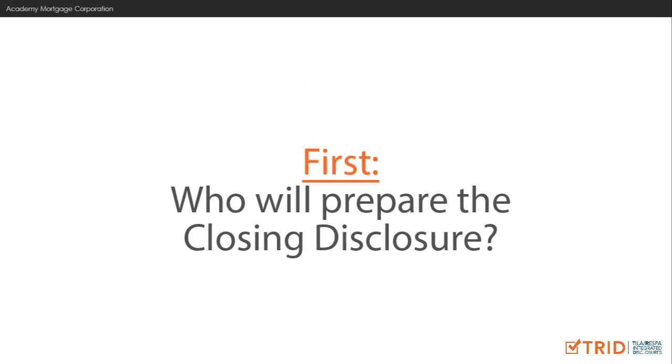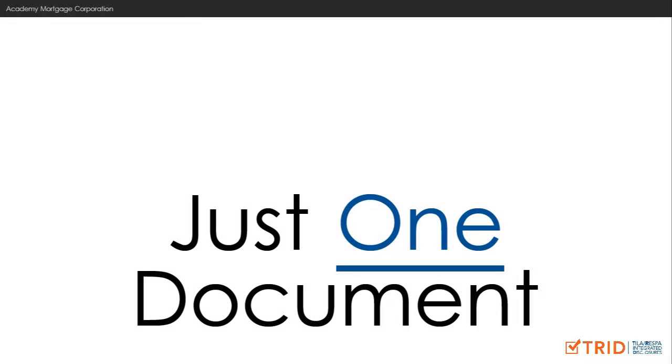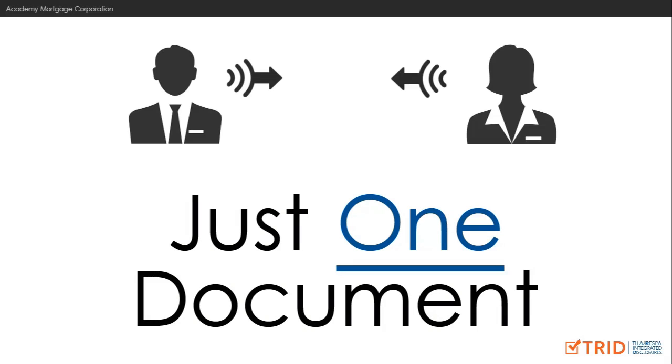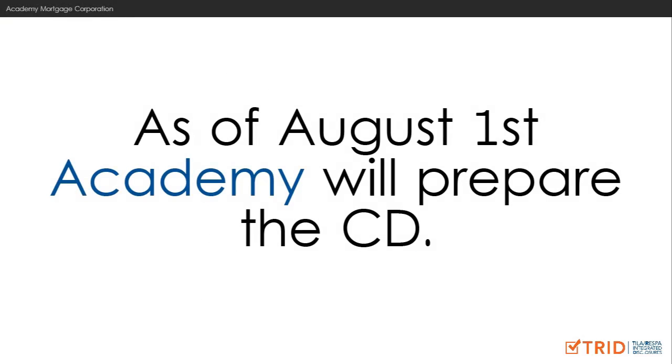There are a few really big changes regarding the closing disclosure, or CD, that you should know. First is who will prepare this document. Right now, the settlement agent prepares the HUD-1, and the lender prepares the TIL. With TRID, we will have just one document that requires input from both lender and settlement agent. Effective August 1st, Academy, like most other lenders, has decided that it will prepare the CD. This decision was made because the regulation clearly states that the lender has full responsibility for the CD. This will require early and clear communication with the settlement agent and realtors.